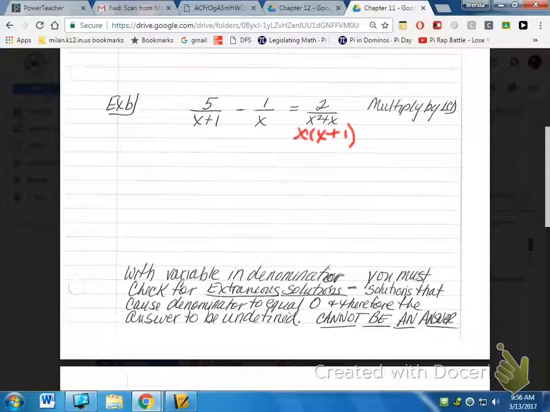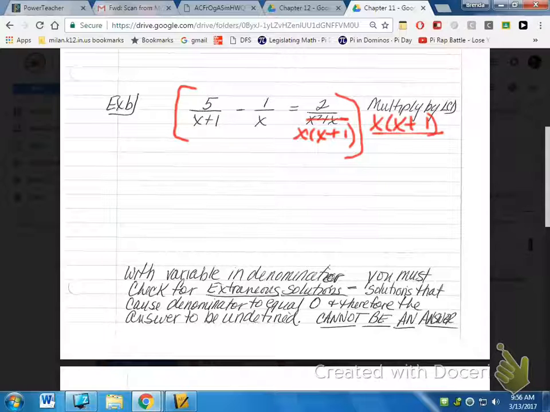Now, the good news about what just happened there, look at how the denominators are set up. There's an x plus 1, there's an x, and then there's a product of them. So that's very good news. What's my least common denominator then? The x times x plus 1. You've just got to make sure whatever you multiply by contains every one of those denominators, so that when you multiply by it, every one of those denominators falls out. So I'm going to multiply all the way through this problem by x times the quantity x plus 1.